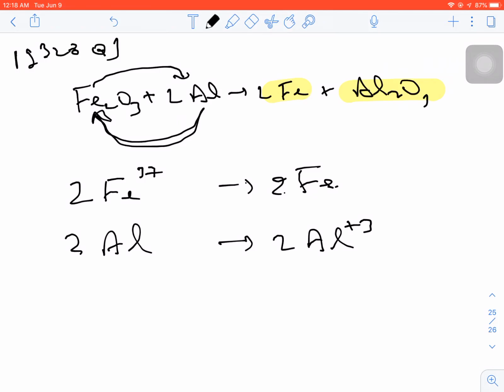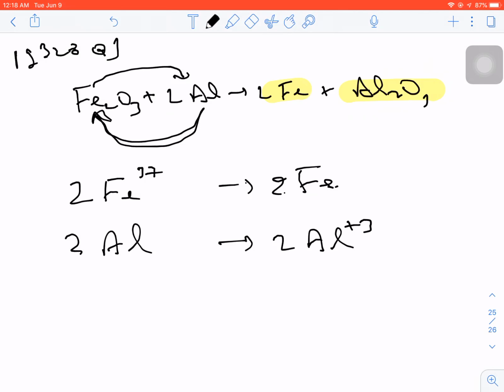What about oxygen? Well, oxygen doesn't change. Oxygen was -2 here, and oxygen is still -2 here. It doesn't Leo or grr. It's not gaining or losing any electrons, so we're not worrying about it. I'm only looking at the half reactions for what is gaining electrons, what is losing.